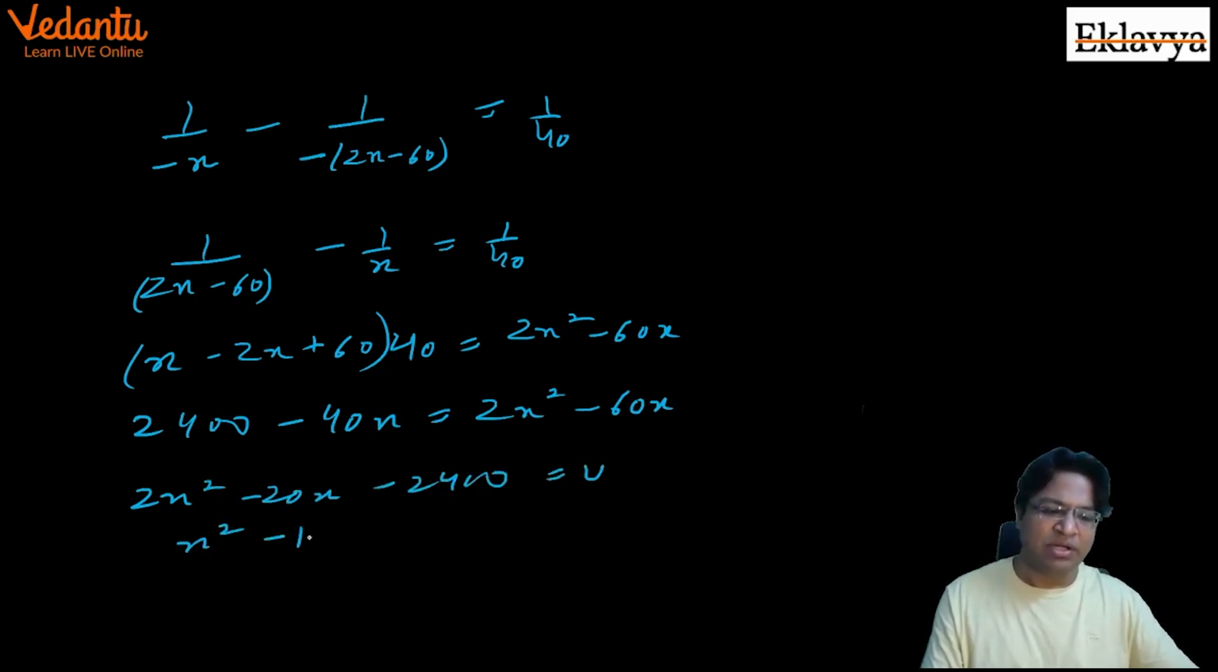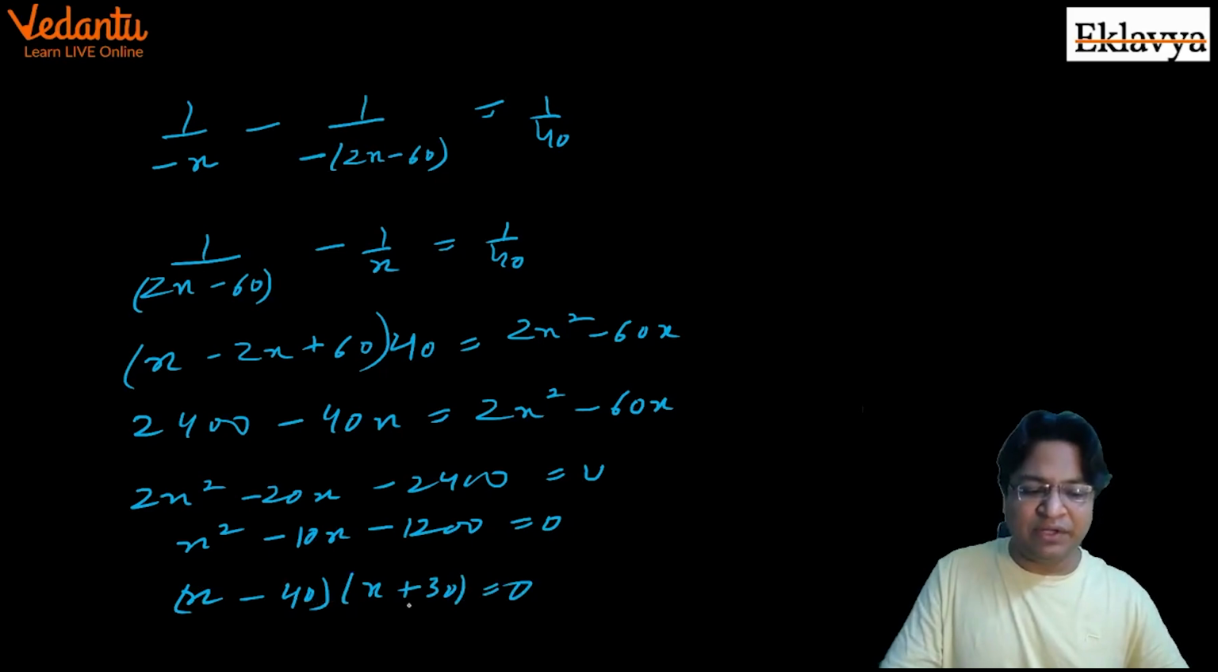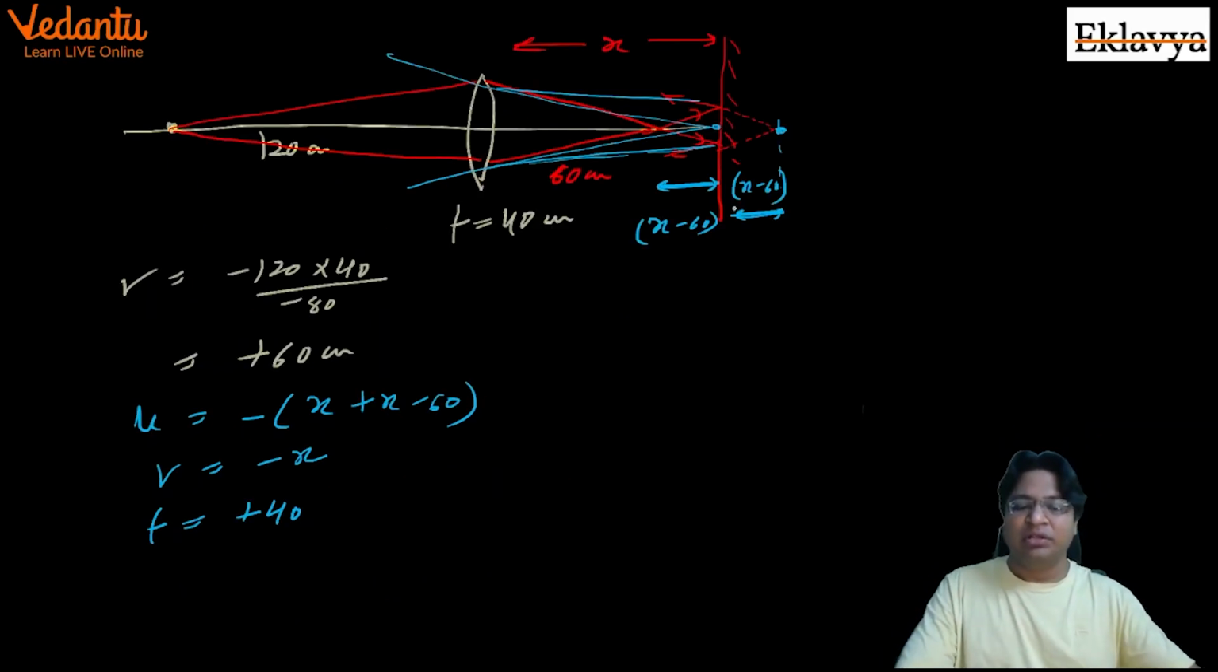So x square minus 10x minus 1200 is equal to 0. So this can be factorized as x minus 40 into x plus 30 equal to 0. So the value of x comes out to be 40. We are looking for a positive value of x, so we'll discard the negative value. So x comes out to be 40. So the distance of the plane mirror from the lens should be 40 centimeter.